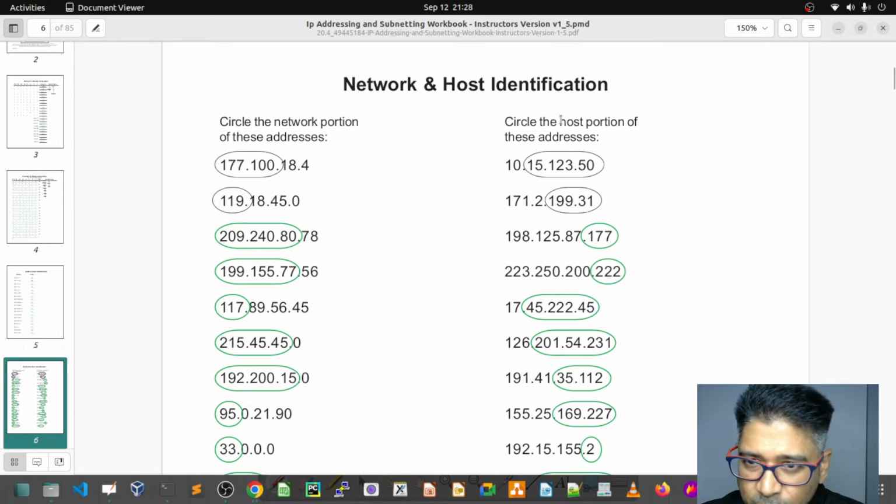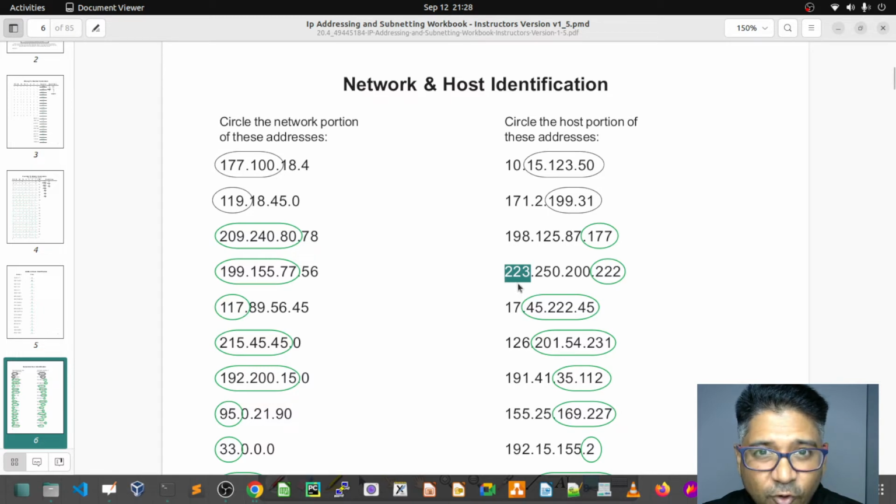Here you have to circle the host portion. Looking at the IP, you first identify which class it belongs to, and then what will be its host portion. Like 233, we know this belongs to which class? Tell me.